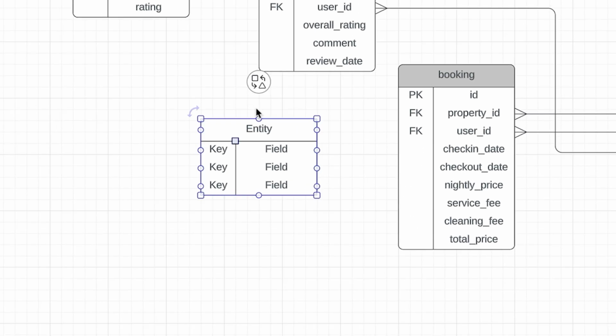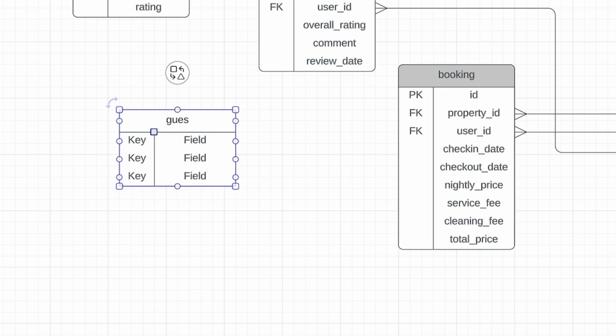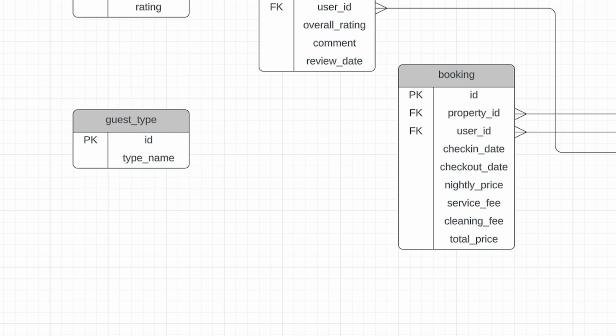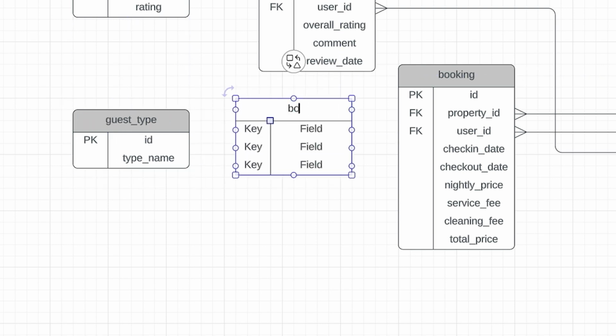A property can have multiple guest types, and a guest type can apply to different properties, so we'll add a many-to-many relationship. We add the guest type table here, which will contain entries for adults, children, infants, and pets. Then we add the joining table to relate it to the booking.